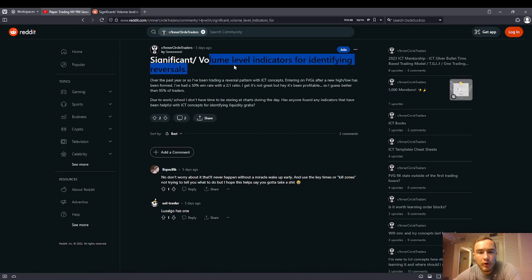Significant volume level indicators. Well, first off, you're not ready for this style of trading. If you still think that volume exists, you're not there. You're not getting it. I've talked to you about how volume is not real. Only about 5 to 10% of order flow actually matters. So you'll never hear ICT talk about volume. If you're thinking that, you're not there yet. So you're not ready for this style of trading, okay? If you still think that volume matters, this is not your style of trading. And if you're thinking indicators, this is not your style of trading.